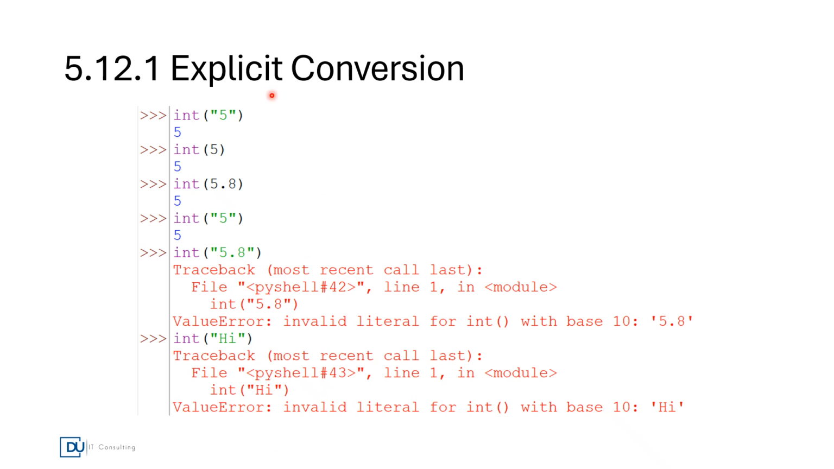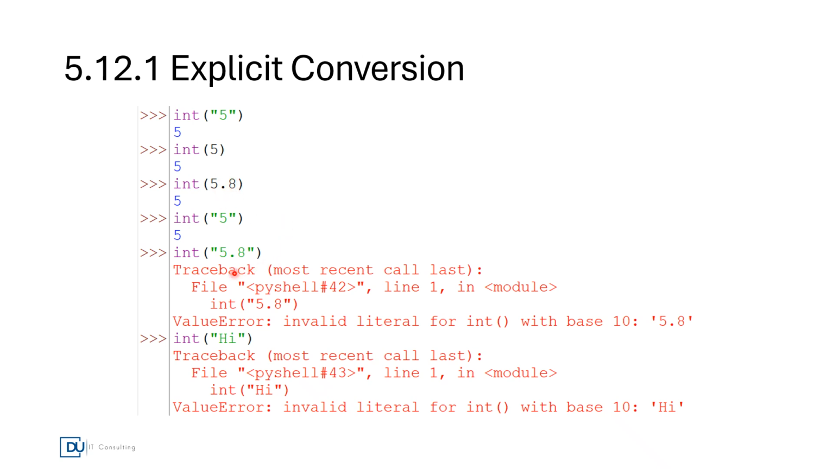We have a sample here where a string is being passed into the integer function, and it converts it into an integer. And then when we pass an integer itself, it again converts it into an integer. Then when we pass a decimal 5.8, it tries to convert it into an integer, but this time it does not include the decimal part. It just takes the digits before the decimal.